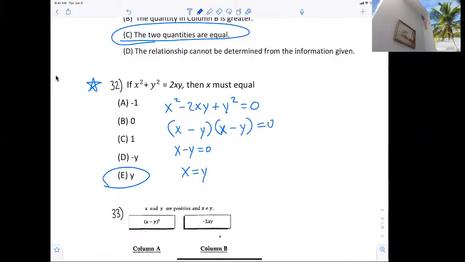What? You having trouble solving this? What? Good? All right. Here we go.